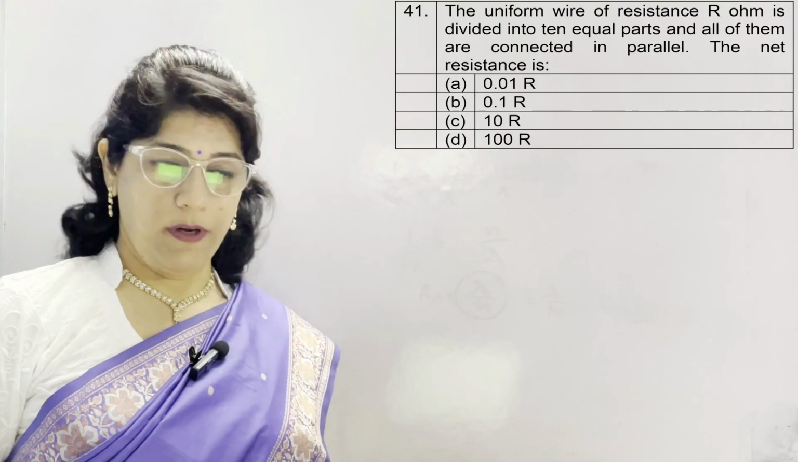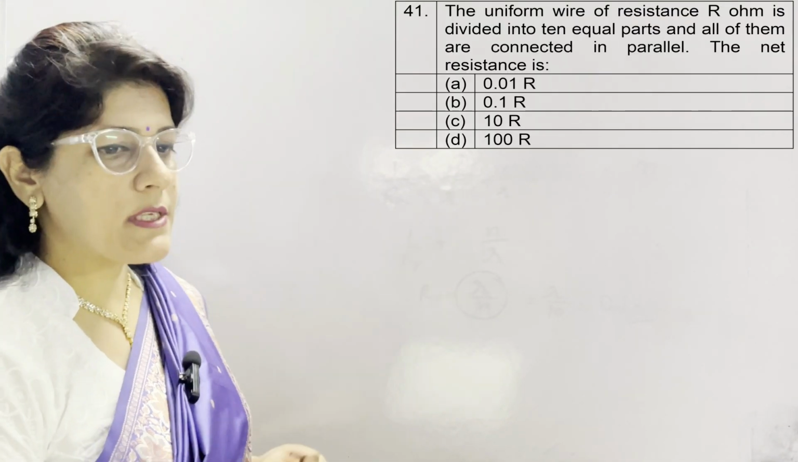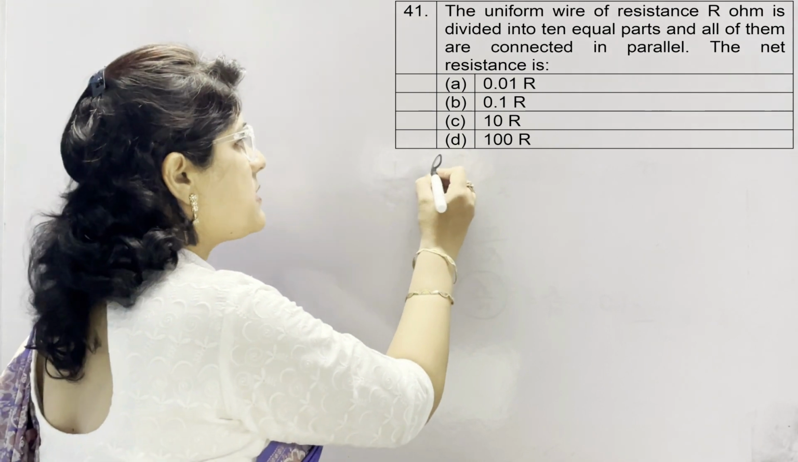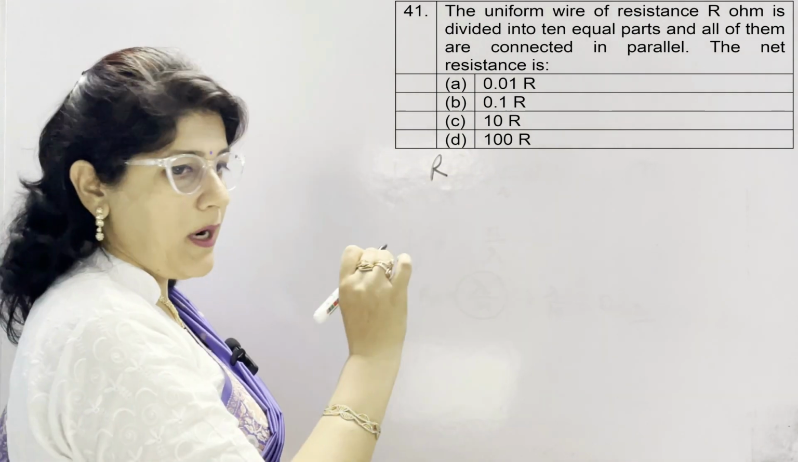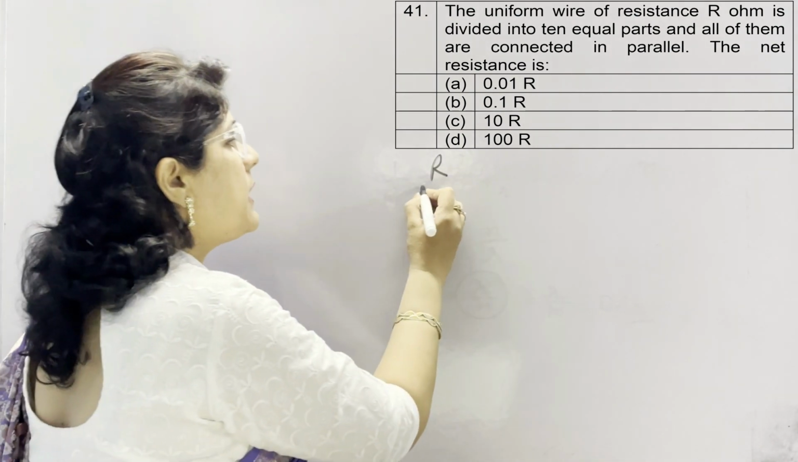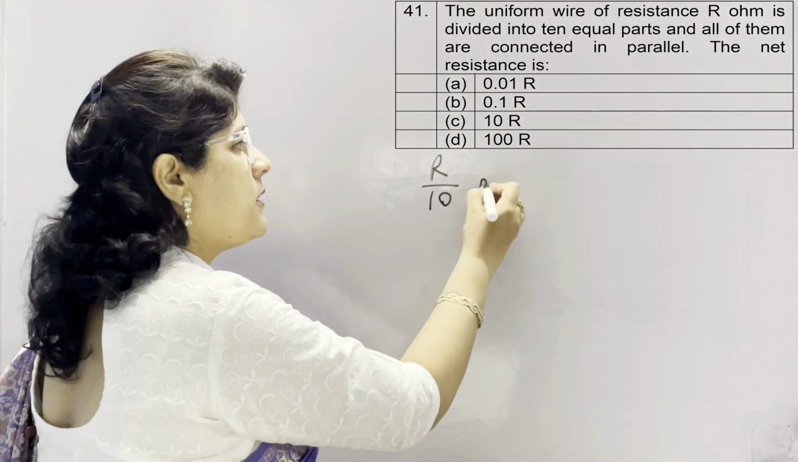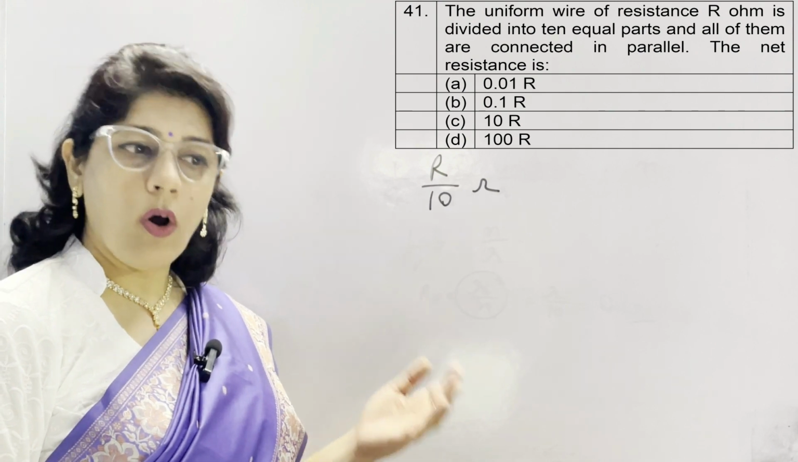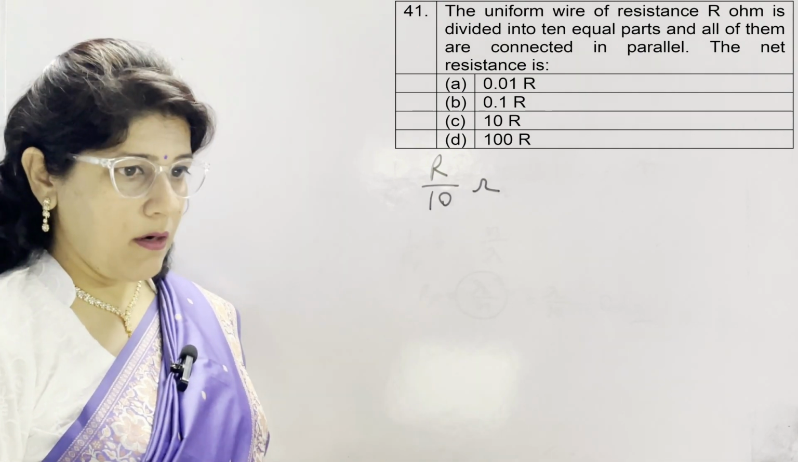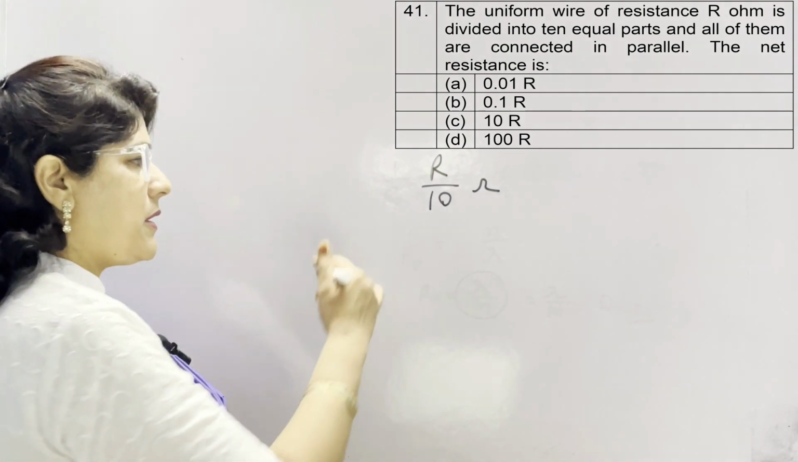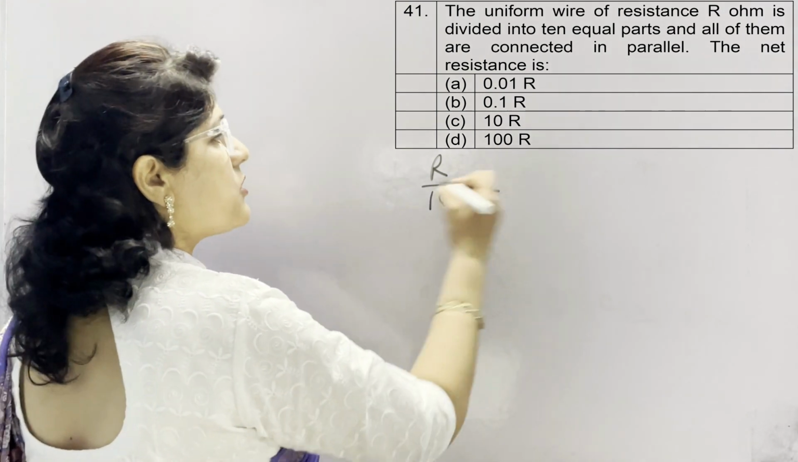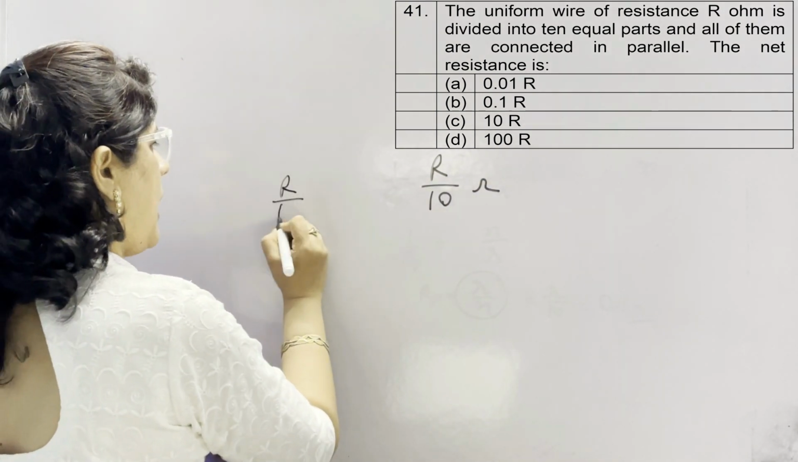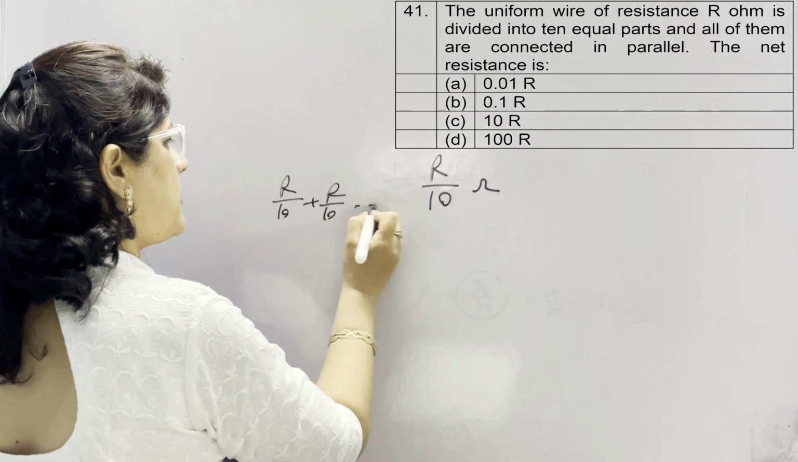In question number 41, the uniform wire of resistance R ohm is divided into 10 equal parts. It means the resistance of each part is R upon 10 ohm, and then all 10 equal parts are connected in parallel. The net resistance, if such 10 parts are connected, it means R upon 10 plus R upon 10 and so on.